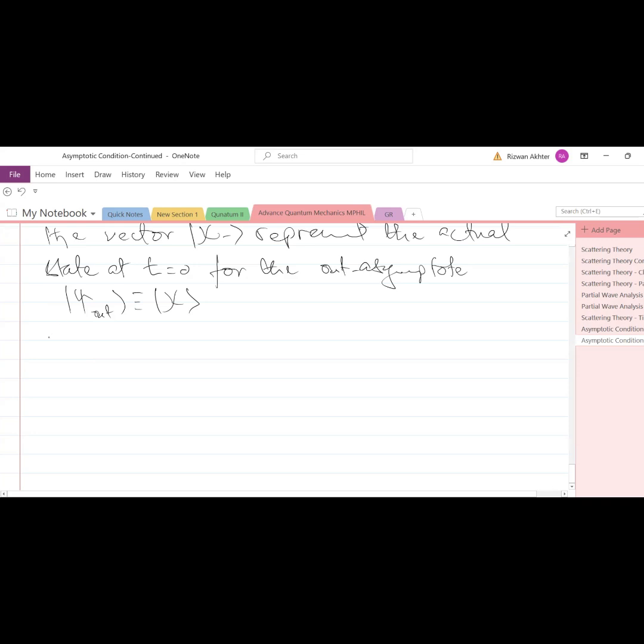Okay, so let's complete the discussion. Molar operator or scattering operator.